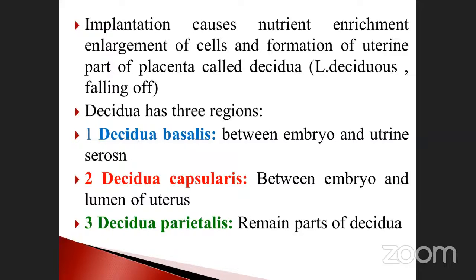Sometimes they may ask this question, so note it down. Agil, Jaswant, Ajay, all of you, please take simple notes. Decidua parietalis is the remaining part of the decidua. These two are very, very important. Capsularis is between the embryo and the lumen of the uterus. Basalis is between the embryo and the uterine serosa. The last one is not that important.